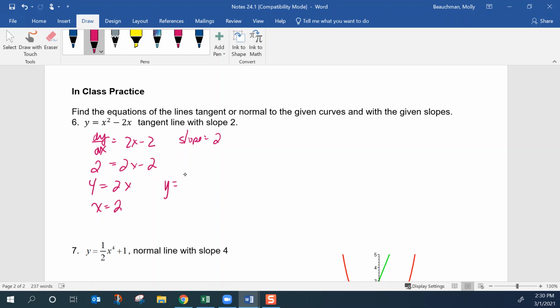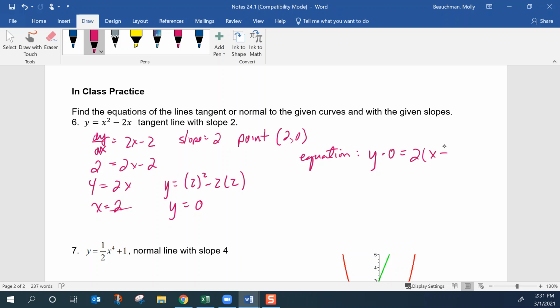Then to find the y-coordinate, substitute 2 back into the original. I end up with y equals 4 minus 4, which is 0. So the slope is 2, and the point is (2, 0). So my equation is y minus the y-coordinate, which is 0, equals the slope of 2 times (x minus the x-coordinate, which is 2). Simplifying to slope-intercept form, y equals 2x minus 4. All right, next.